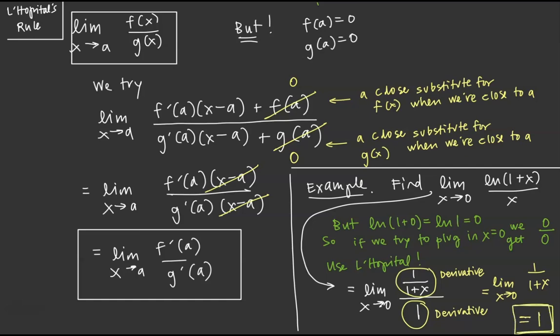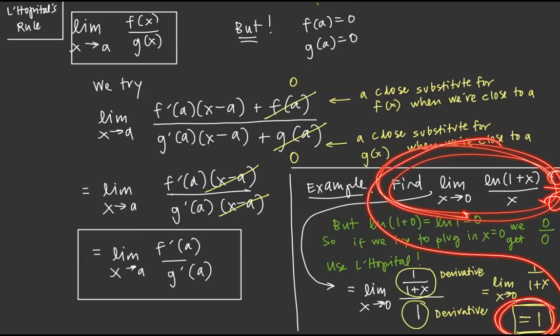So we've found the limit we were looking for, which kept giving us 0 over 0, so we couldn't determine anything. The answer, because of L'Hopital's rule, is 1. The limit is 1.